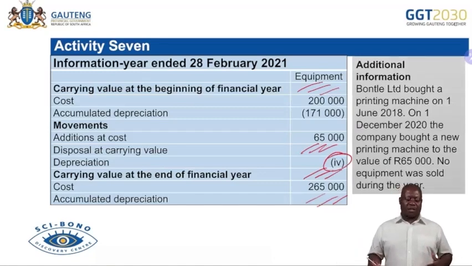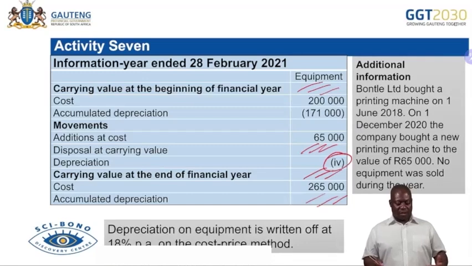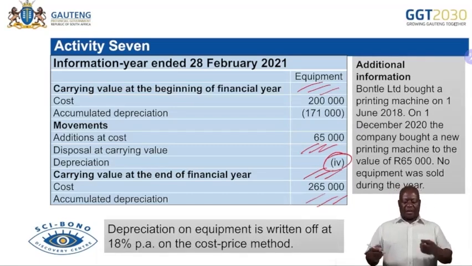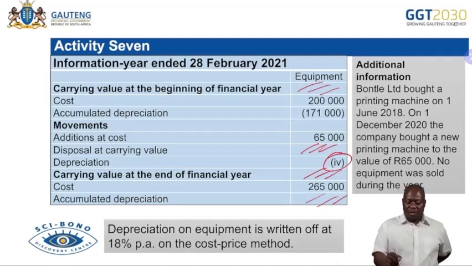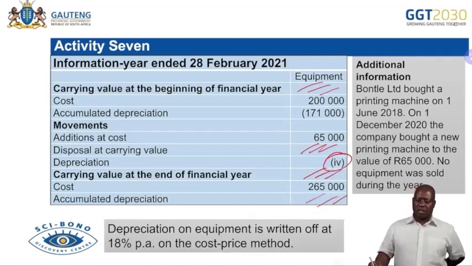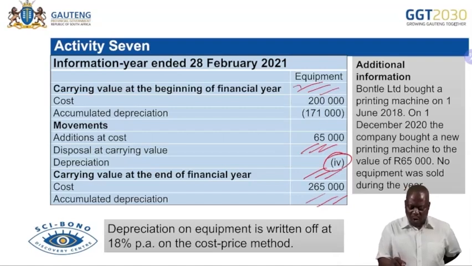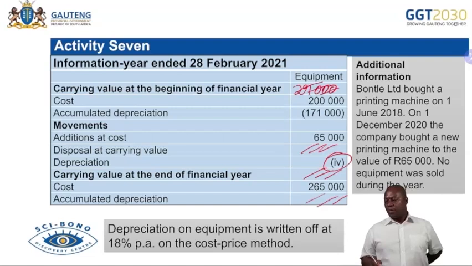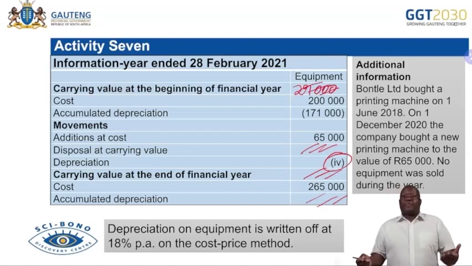So let's go about it and see how it works out. Depreciation on equipment is written off at 18% per annum on the cost price method. Check something for me. The first equipment: when you say 200,000 minus 171,000, you are going to see that you are only left with about 29,000 worth of this equipment. It's only 29,000 left. That's the carrying value.